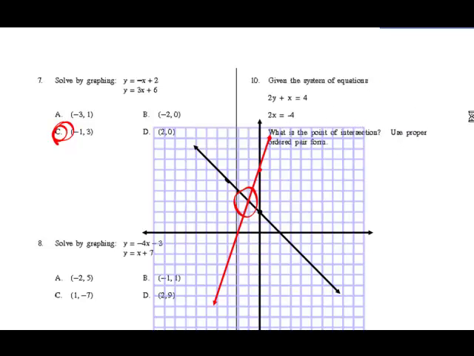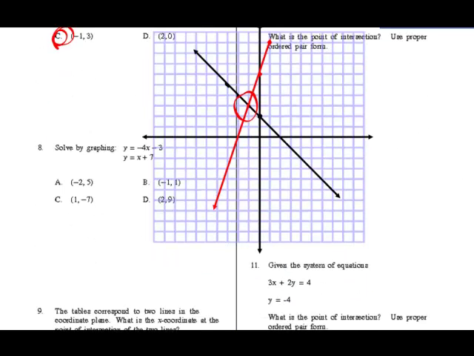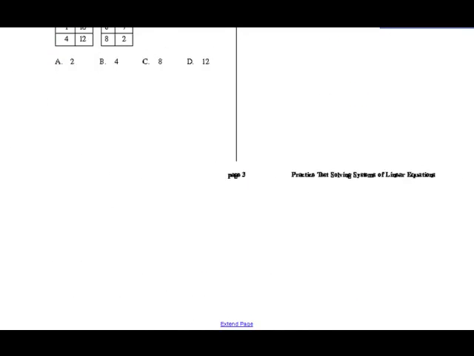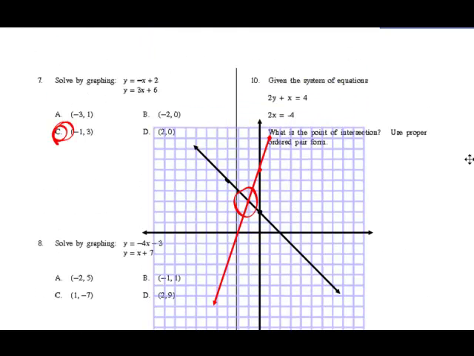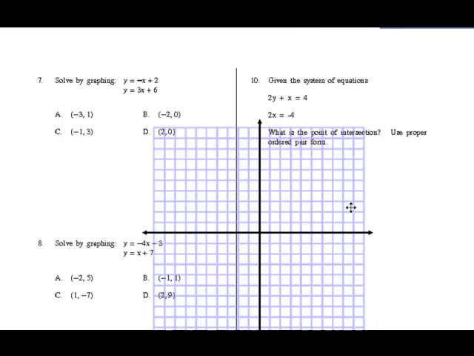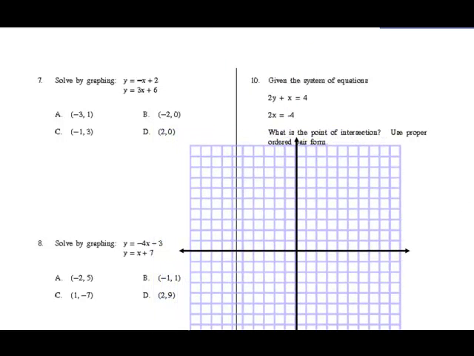Okay. Next problem, solve by graphing. So let's keep my same graph. It won't let me. Let's go. Okay. There. All right. Move that over. Okay. Same change opposite. All right.